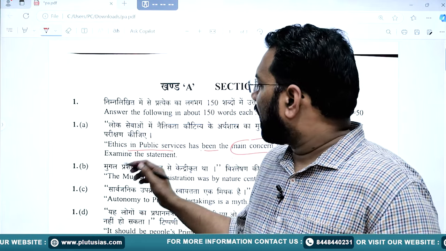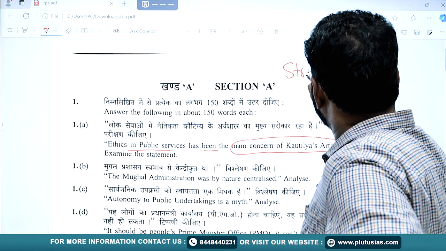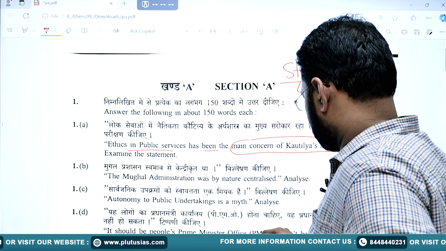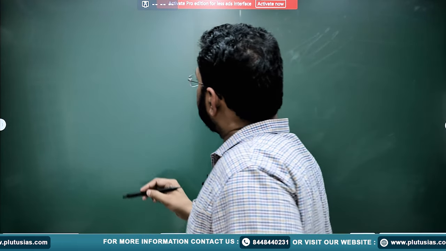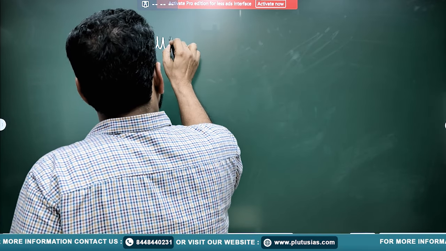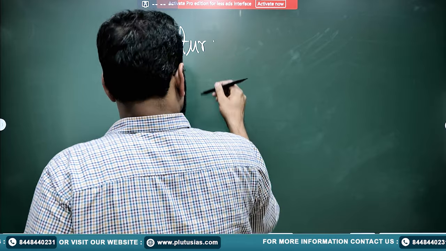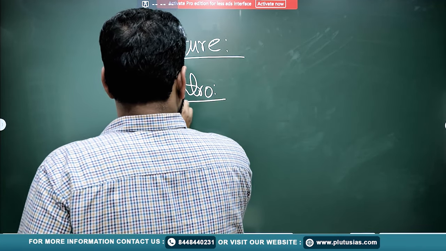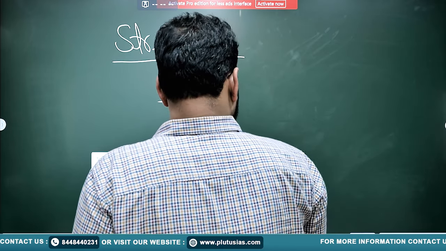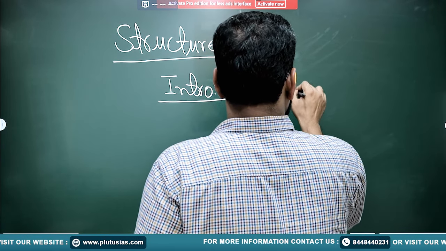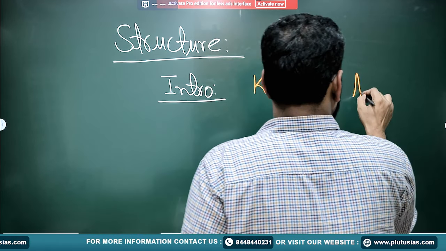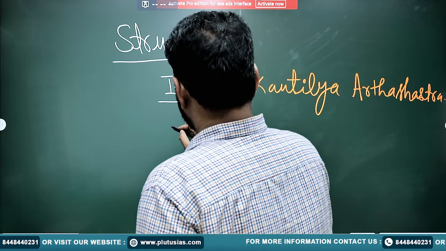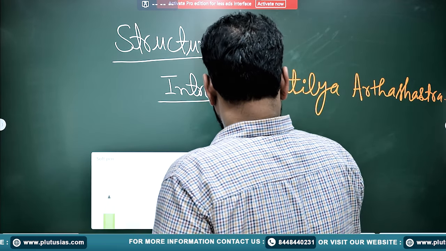Then after that, if we talk about the structure, what we write in the introduction, we will take the help of the note. In the introduction, you will briefly talk about the Kautilya Arthashastra, then we have the body. So what will we do in the body?